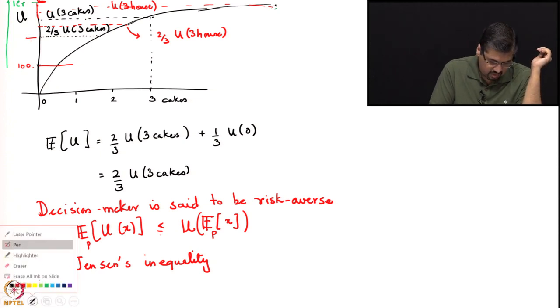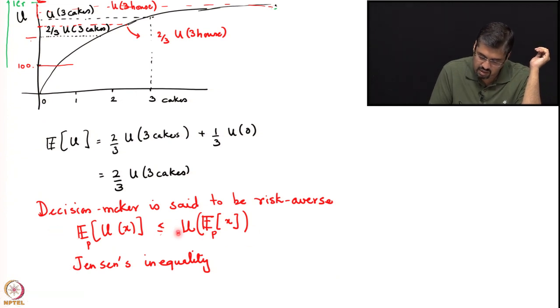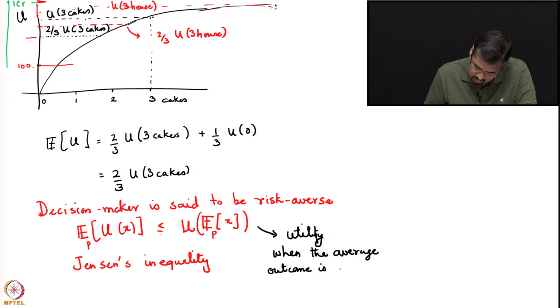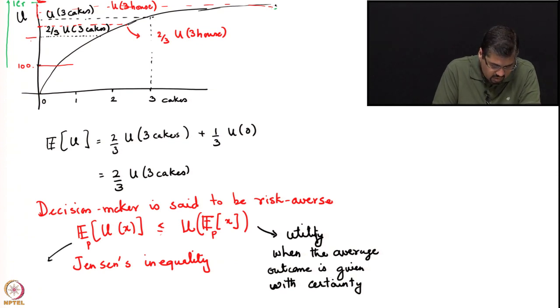So the right hand side here is the utility when the average outcome is given with certainty. And this is the utility of the lottery.